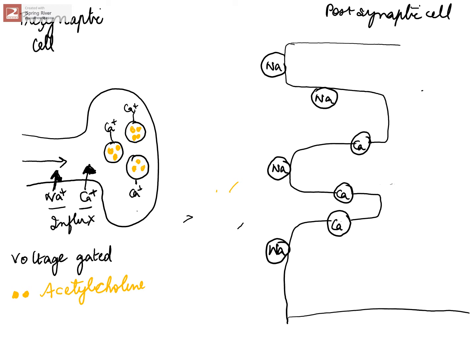And these vesicles fuse with the plasma membrane, and the acetylcholine gets released into the synaptic cleft. This is the synaptic cleft, which is the gap in between the two cells. And this process of release is known as exocytosis. So in chapter 3, if you remember, we studied the mechanisms of things entering and leaving the cell. Acetylcholine leaves the axon terminal by the process of exocytosis.